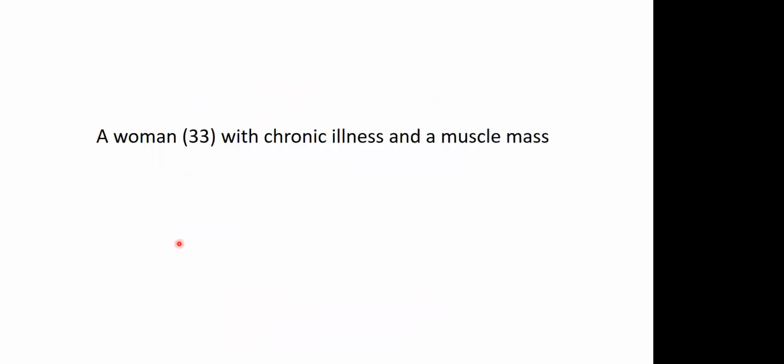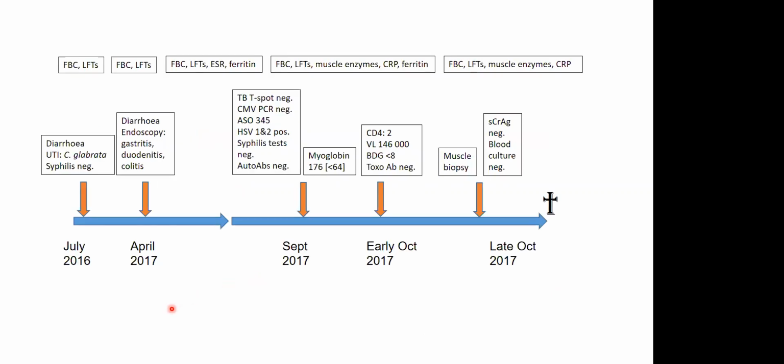Okay, so moving on to another case, a woman with a chronic illness and a muscle mass. Now, the reason why this is somewhat vague is because I couldn't get any cooperation from the clinicians involved in this case. But I did have a lot of laboratory reports, so a lot of what I believe the symptoms are is extrapolated from the lab report request information.